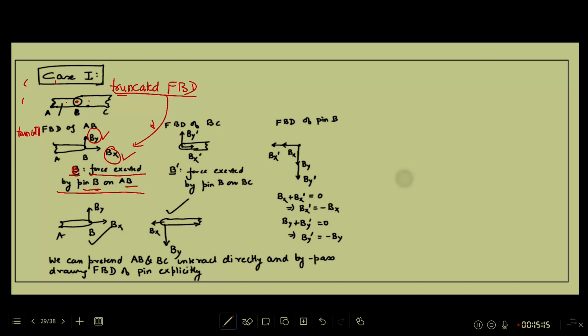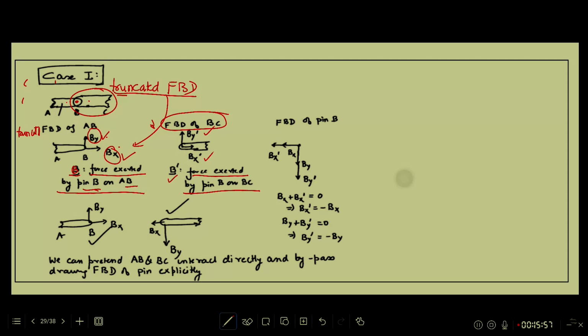Now let's go to the truncated FBD of BC, the other part. I am putting 2 unknown scalars, Bx prime and By prime, and the corresponding vector B prime will be actually the force exerted by pin B on BC. Not by AB, not by member AB, by pin B on BC. Same reasoning, BC is not interacting with AB directly. Okay, B and B prime, 2 forces, 2 force vectors.